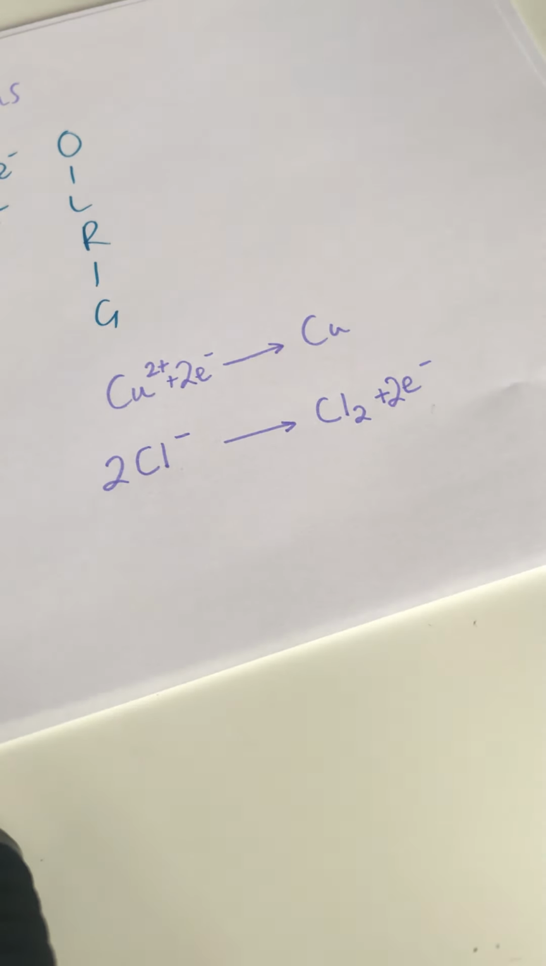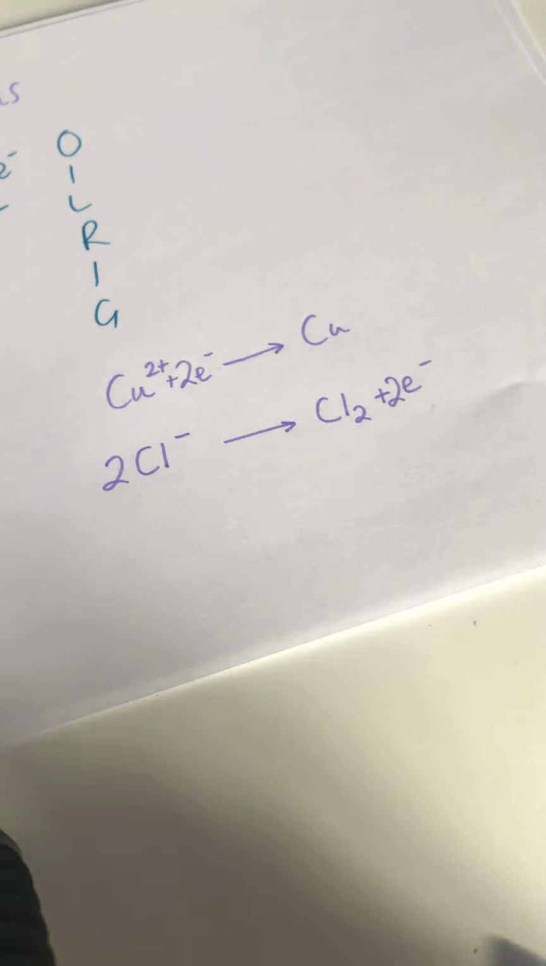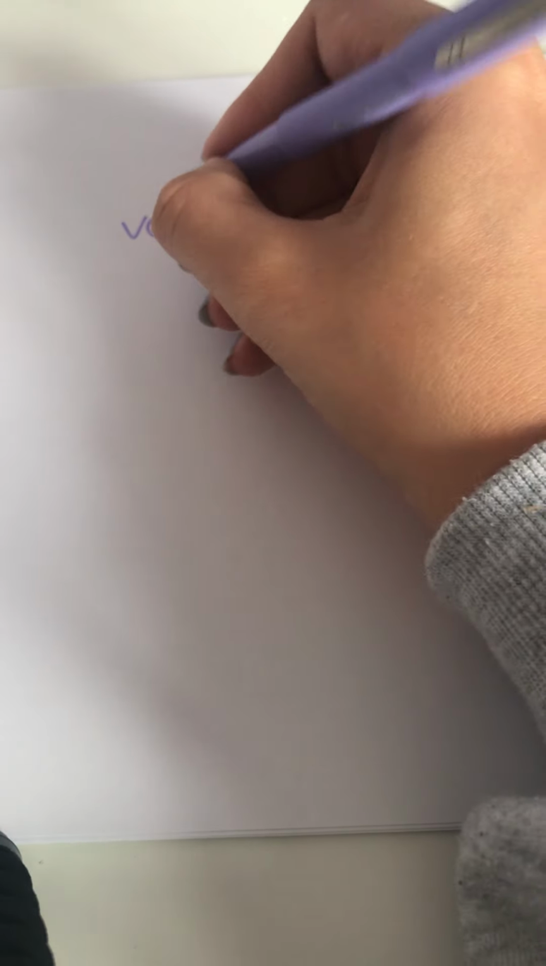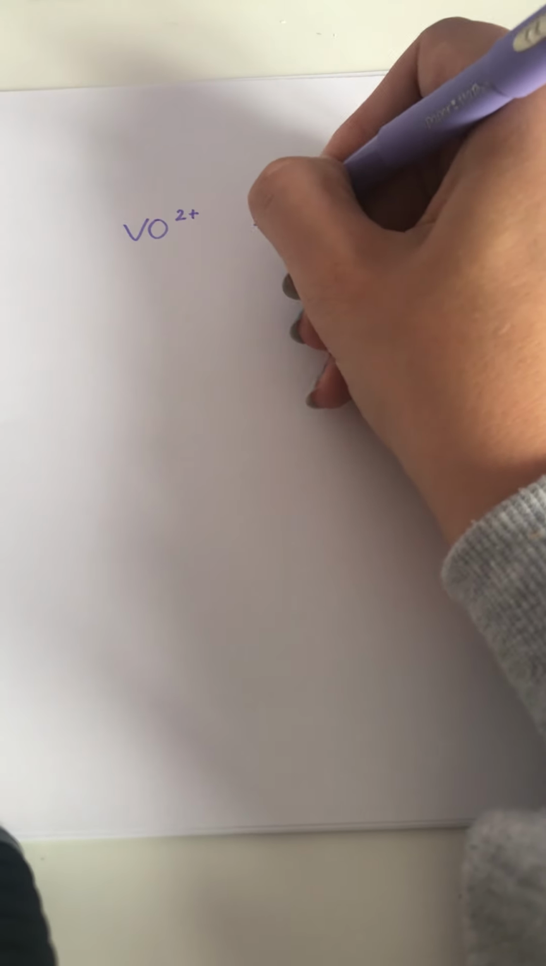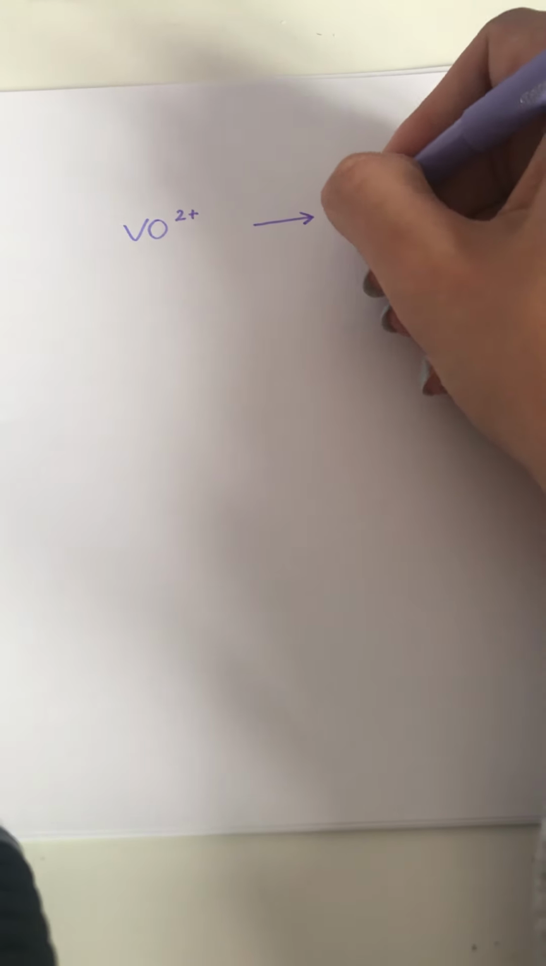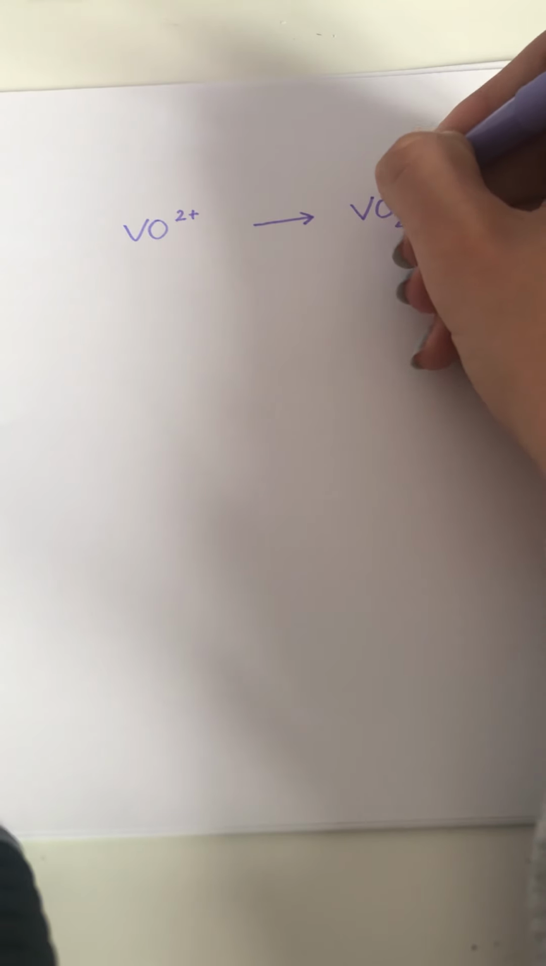Now, again, this should look familiar from GCSE. Things get a little bit more complicated at A level. So, if we look at some different examples, this time we're going to use a compound. So we're going to take VO with a 2+ charge, and we're going to convert it to VO2+.